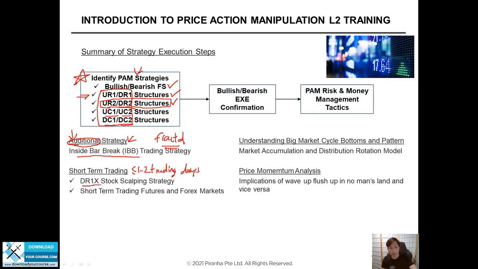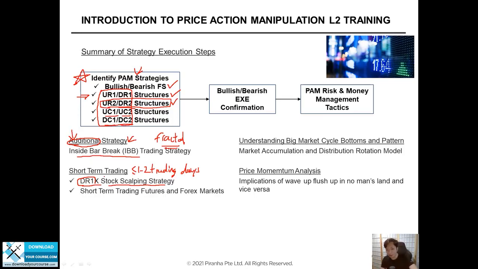You can explore the DR1X stock scalping strategy. This basically solely focuses on the DR1 structure in the 5-day, 30-minute chart for stocks. Okay, I explain more in detail in the lesson, so go and check it out. I would say it's quite fun to do this strategy. But the main bulk of my trading is still focused on swing. Once in a while, if I see DR1X happening in the stock market, I may still execute them. But I leave this strategy there for those of you who are keen to explore further and see if it suits you.